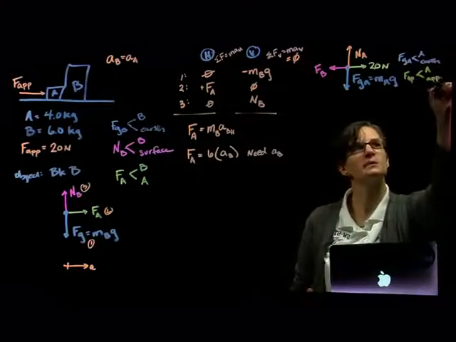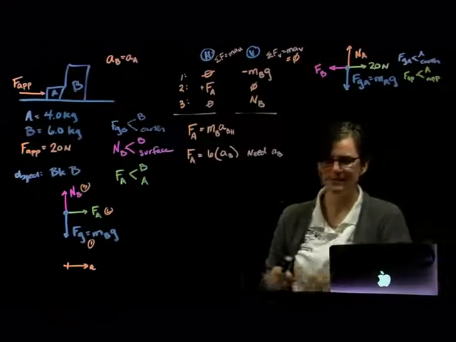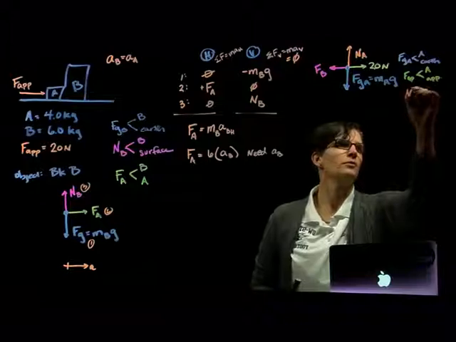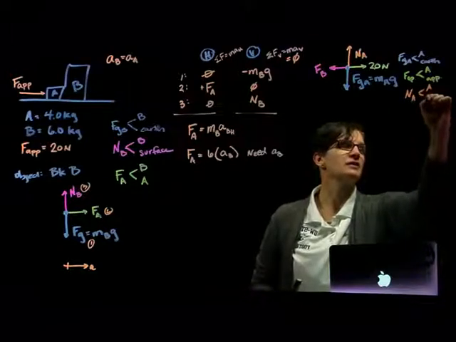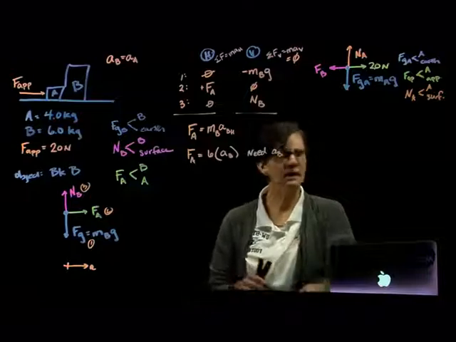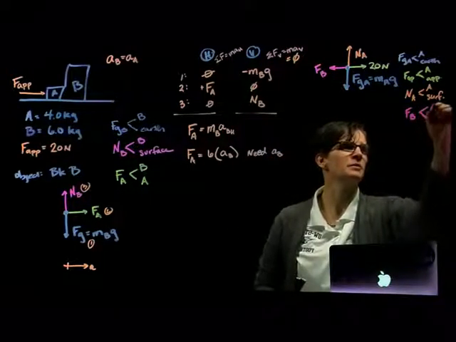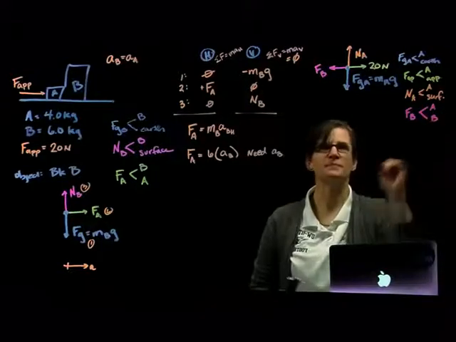We don't know what that is, but we know there's something there because we're told there's a force there, so there has to be an interaction. The normal force on A is between A and the surface. And the force by B is between A and B.